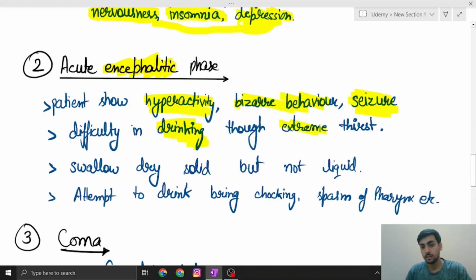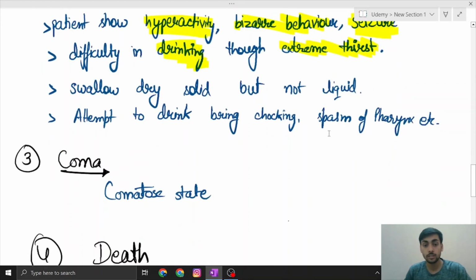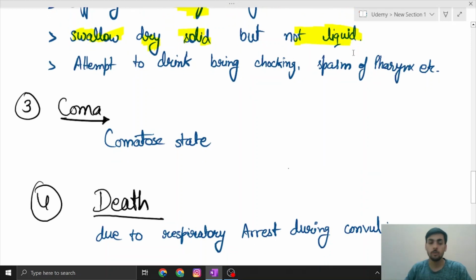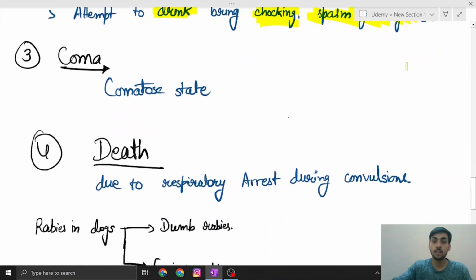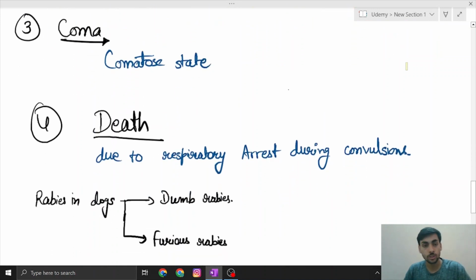Whether a person has extreme thirst or not, he will die of that thirst but will not drink water. That person will try to swallow dry solids, but he or she will not even touch a drop of water. And if you forcibly attempt to make them drink water, then problems like choking and spasm of the pharynx can occur. So basically they can't even drink whether or not you force it on them.